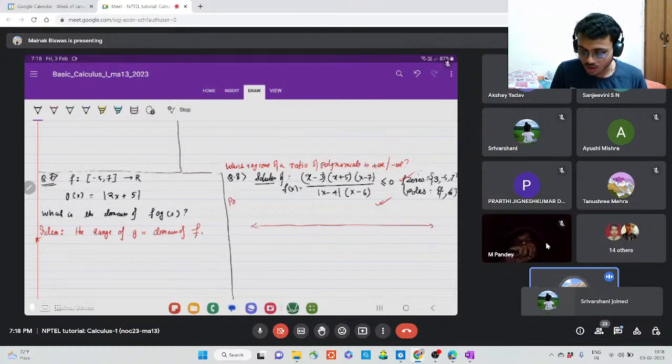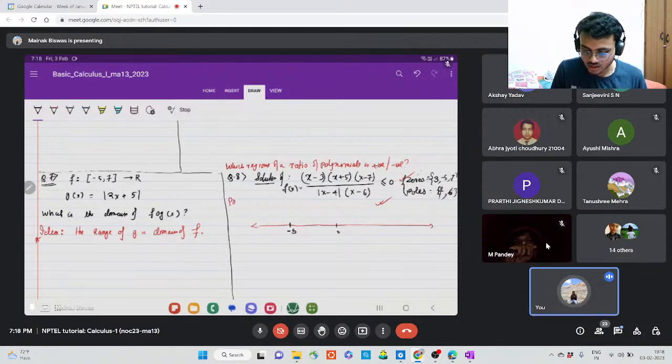So which is the smallest number here? -5. Then you have 0. Just to keep track of 0, let's keep 0 here. Then 3. This is not to scale, be aware of that. Then you have 4. You have 6. And you have 7. Does that make sense? Yes, sir. Okay.